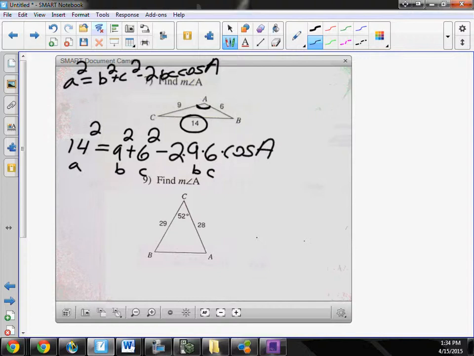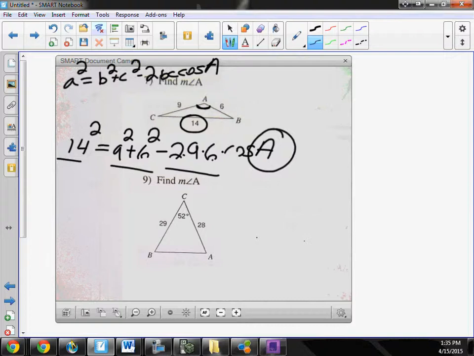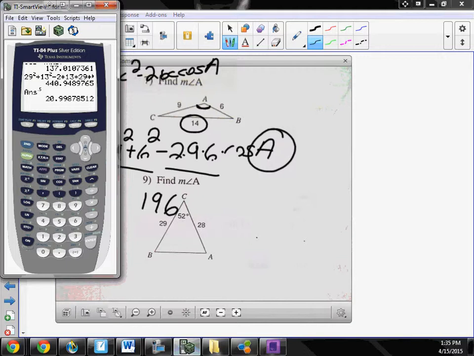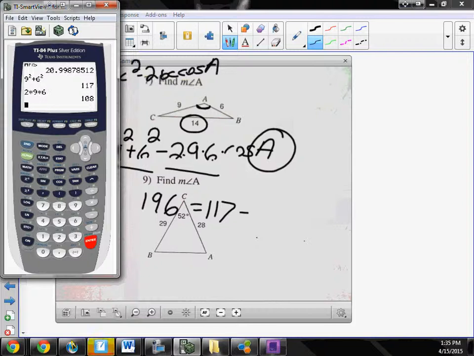All right, now this is a little bit harder to do because now we're solving for A. So we basically have 3 groups of numbers we need to figure out first. This one, and this one. So 14 squared is 196. 9 squared plus 6 squared is 117. 2 times 9 times 6 is negative 108 cosine of A.